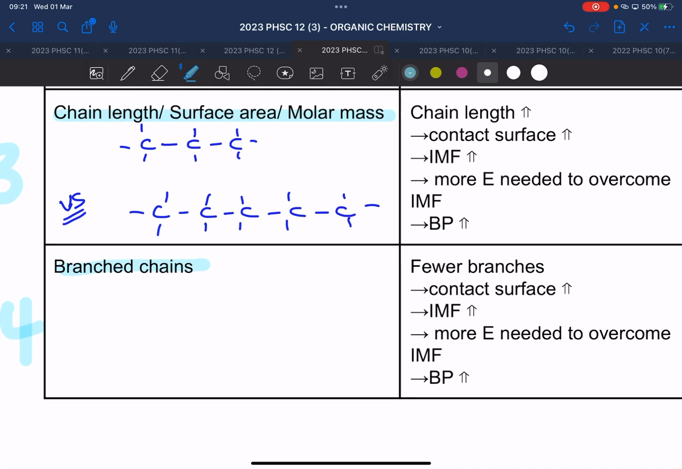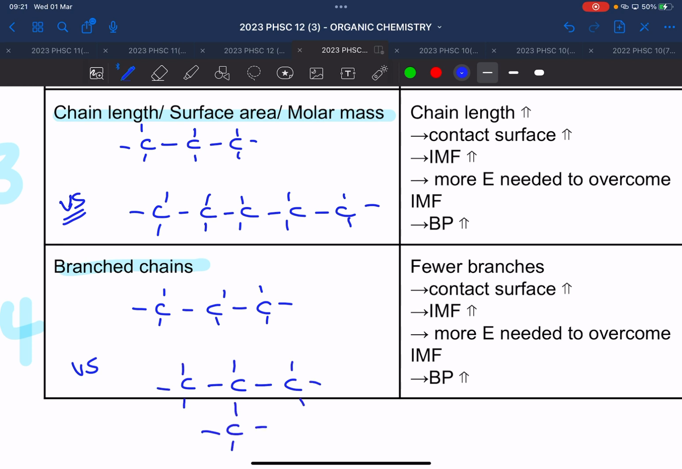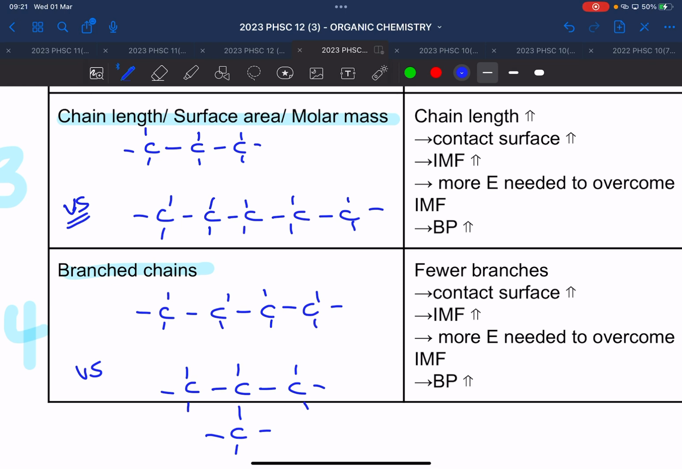Then branched molecules. So if we have this versus this, both must have 4 carbons. Which one do you think will have stronger intermolecular forces? The first one or the second one? Why the first one?